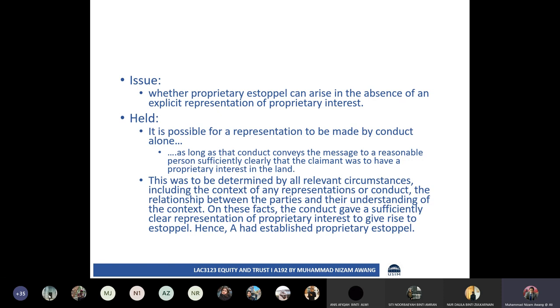So on these facts, the conduct gave a sufficiently clear representation of proprietary interest to give rise to estoppel. Therefore, the court held that A had established proprietary estoppel. Therefore, the respondent is estopped from denying the promise. Here, since R has died, the action was taken by the next of kin or by the heirs of the family.